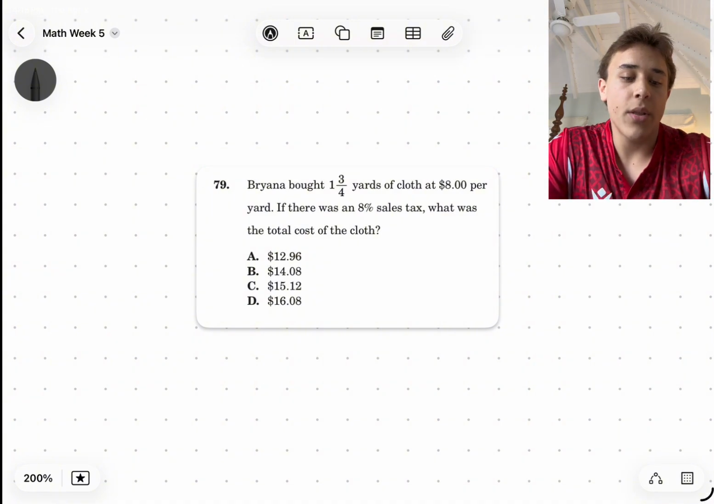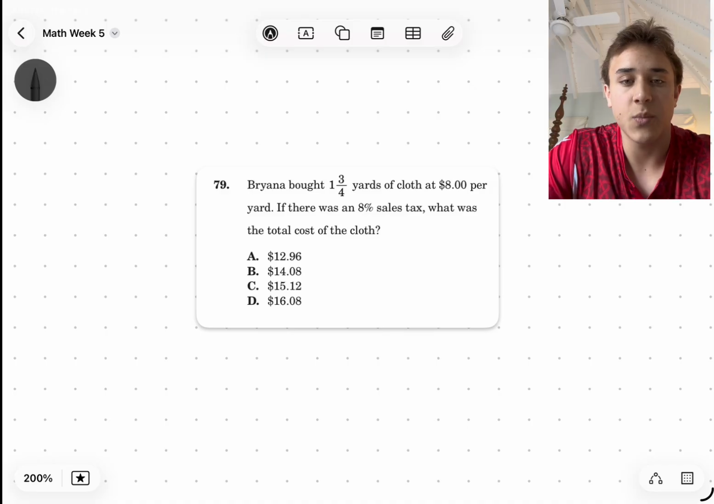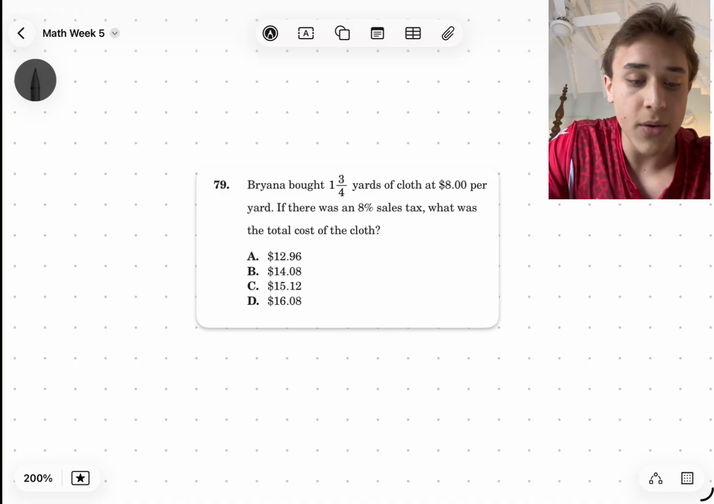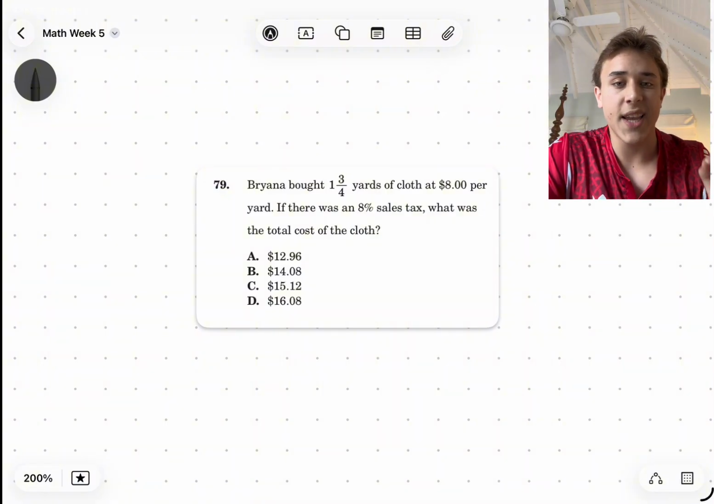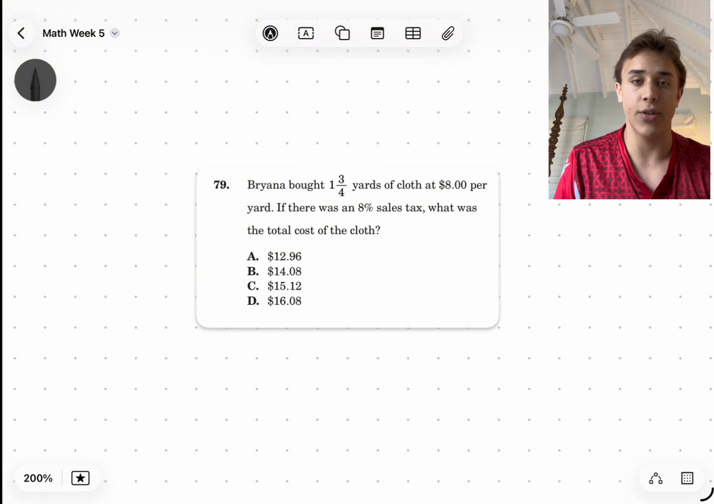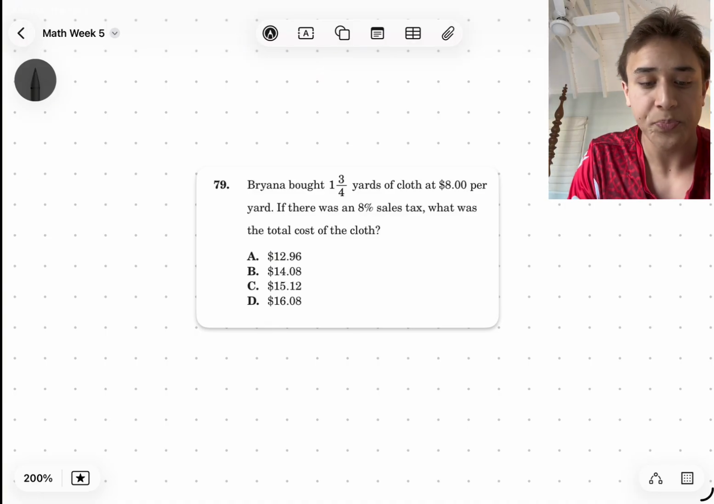Brianna bought 1 3/4 yard of cloth at $8 per yard. If there was an 8% sales tax, what was the total cost of the cloth? So this is a multi-step problem. The first thing we need to do is to calculate how much the price of 1 3/4 yard of cloth is. So we have $8 per yard.